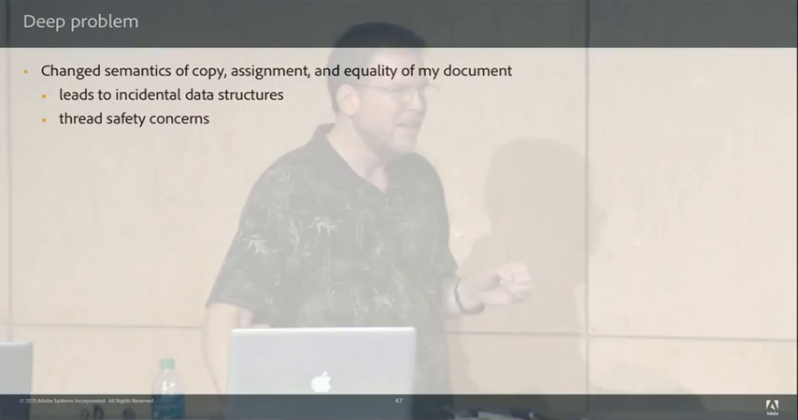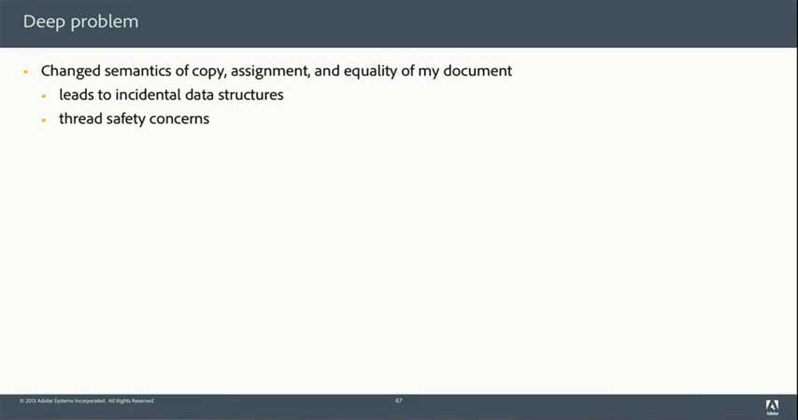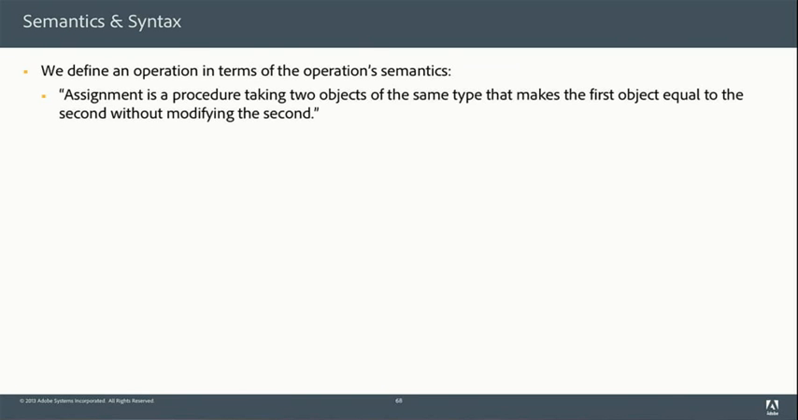And also thread safety concerns, right? Now that I'm sharing these objects, possibly across multiple documents, if I modify one of those objects, it could introduce a race condition with another task that's also working on the same document.